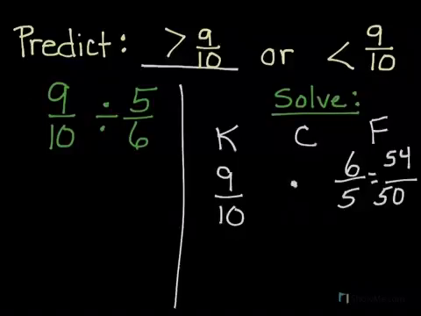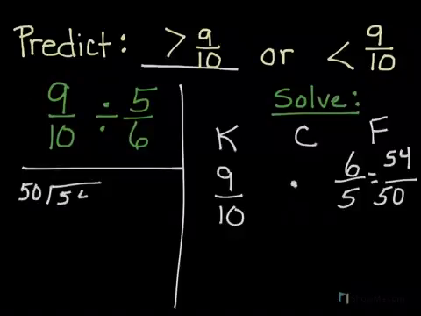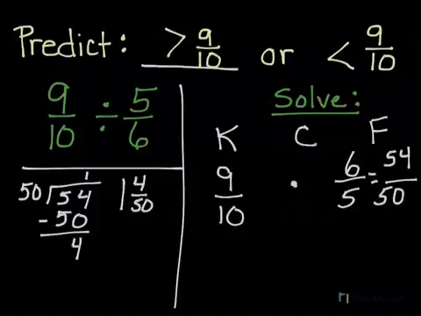So I'm just going to come over here and go ahead and divide that. I know 50 goes into 54 one time. 1 times 50 is 50. 54 minus 50 is 4. So I would get 1 whole and 4/50ths.